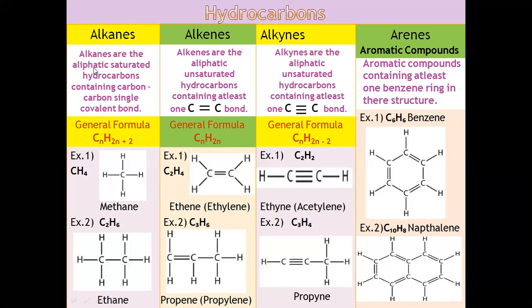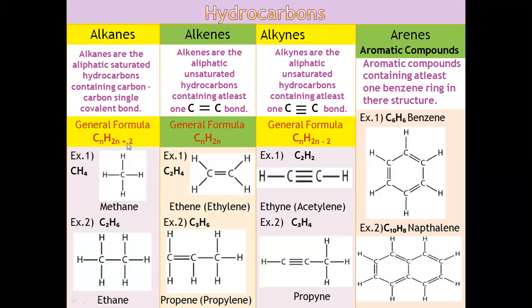What is meant by aliphatic? Open chain compounds are called aliphatic compounds. Saturated means the compound contains only carbon-carbon single bonds, and hydrocarbon means the compound contains only carbon and hydrogen. That means alkanes are the aliphatic saturated hydrocarbons containing carbon-carbon single covalent bonds, and they have the general formula CnH2n+2.